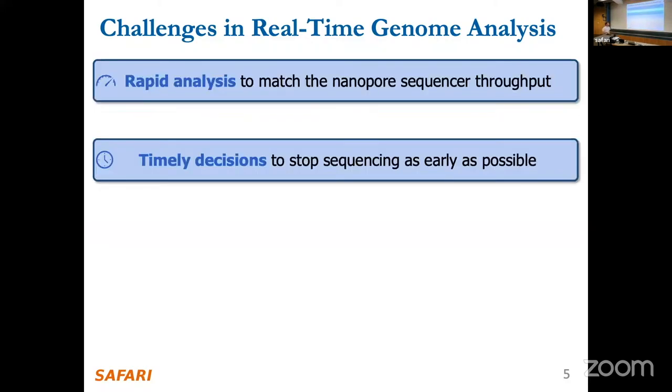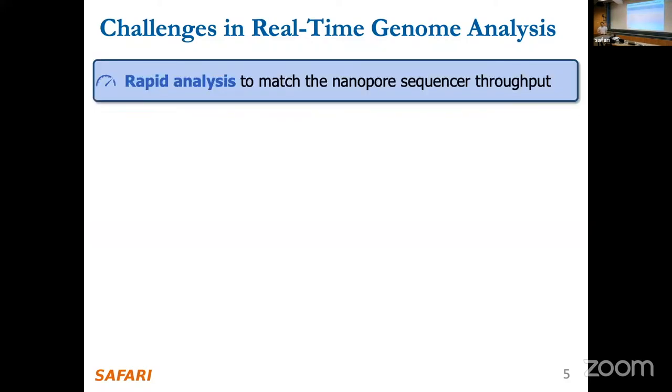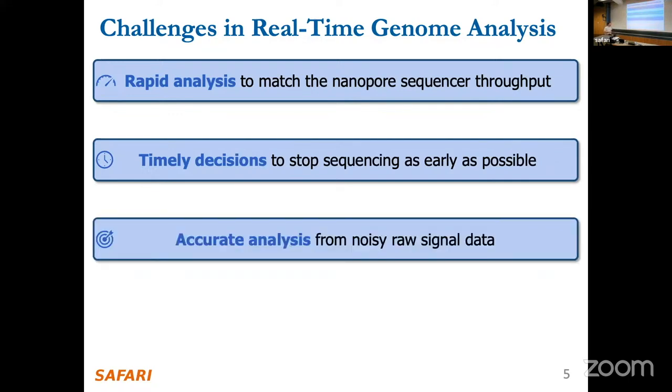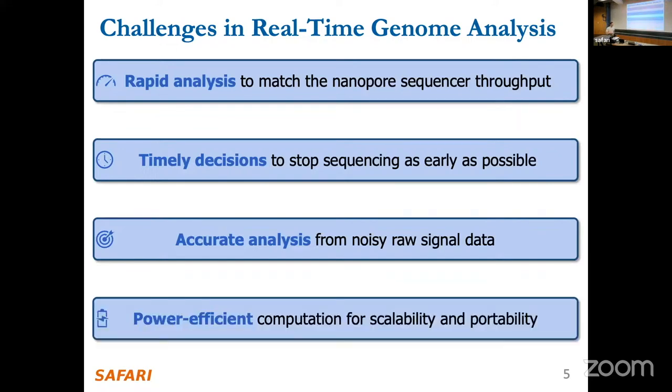We want to have rapid analysis, meaning high throughput that matches the sequencer somehow. We want to have timely decisions. It should be quick in the sense that as the sequencer keeps sequencing, we'd perhaps like to stop as early as possible if we can stop. That's about latency, throughput, latency. Then we'd like to be accurate. Our decisions should be correct. We don't want to throw away useful data and so on. And finally, it should be power efficient.